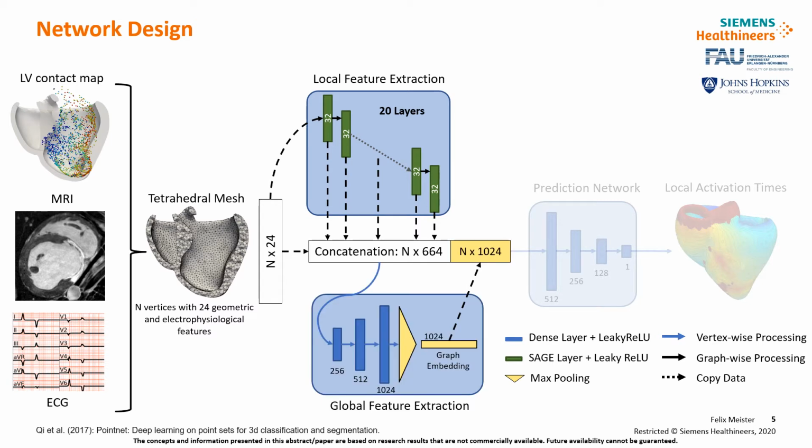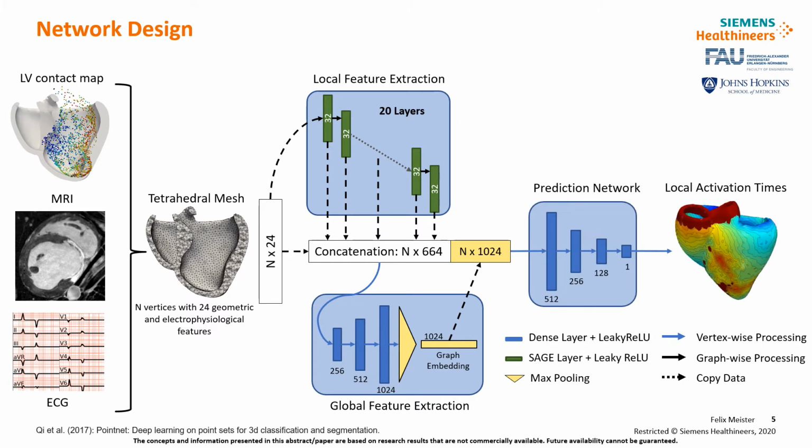This vector is further processed by a series of fully connected layers with shared weights. Max pooling is applied to extract a global feature vector. Local and global features are combined and processed by another series of fully connected layers with shared weights to regress the local activation times in the entire biventricular domain.